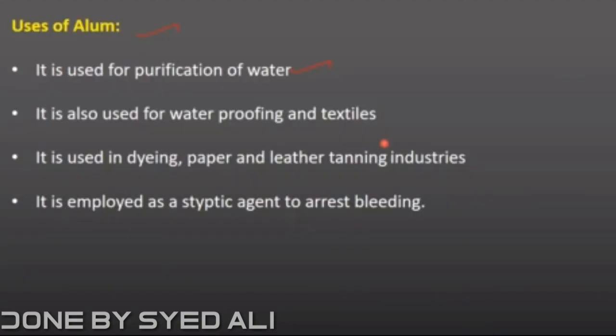Uses of alum. It is used for purification of water. It is also used for waterproofing and in textiles. It is used in dyeing, paper, and leather tanning industries. It is employed as a styptic agent to arrest bleeding. Many of you have seen in the salon, the barber shop, they use a stone after shaving. That stone is called potash alum.